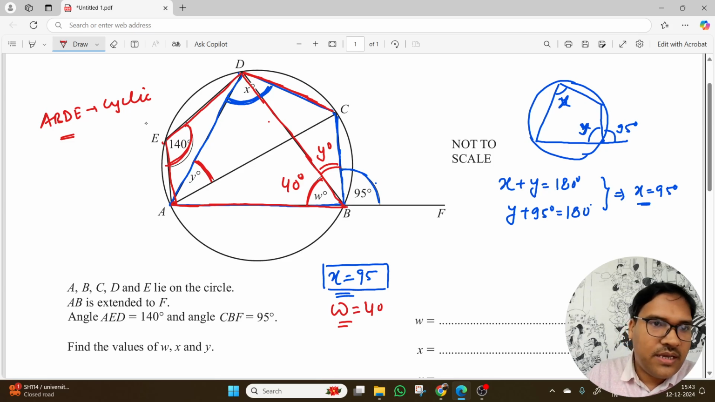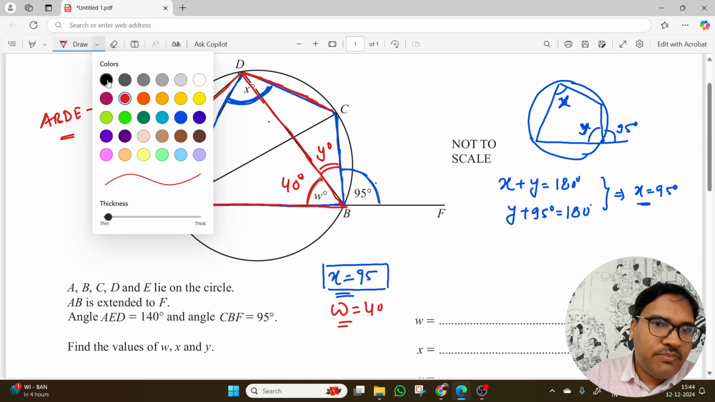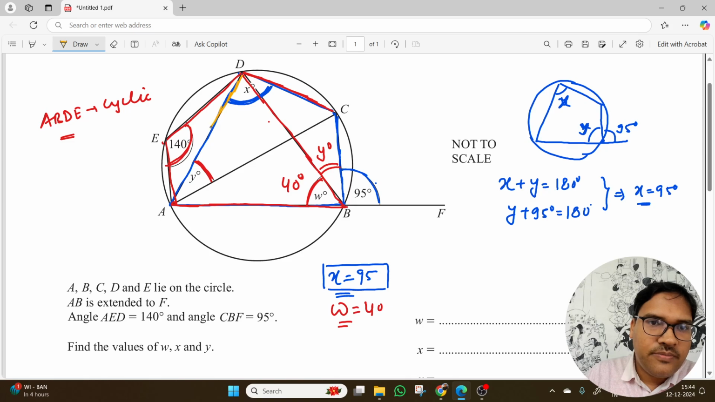You can see this is one angle. So I'm using a property which is angles in the same segment are equal. This is the angle subtended by the arc CD, or chord CD, and this is also the same angle subtended by the chord CD. So angles subtended by any chord in the same segment are equal. That is why this angle is equal to this angle.